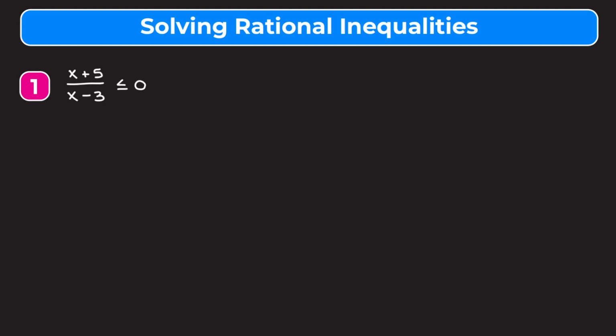When we're solving rational inequalities, what we want to figure out first is what x values make the numerator and denominator of our fraction equal to 0. So we're going to start by setting the numerator and the denominator equal to 0 and solving. If we set the numerator equal to 0, we can subtract 5 from both sides and get x equals negative 5. If we set our denominator equal to 0, so x minus 3 equals 0, and add 3 to both sides, we get x equals 3.